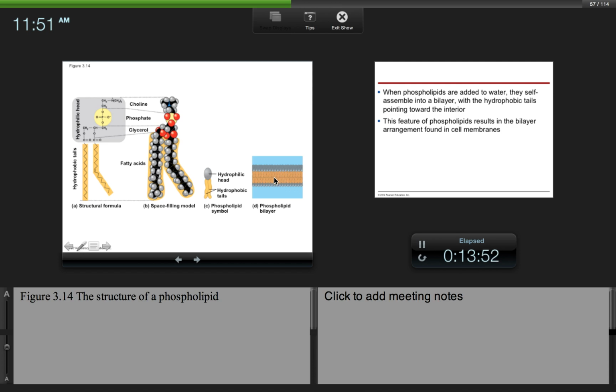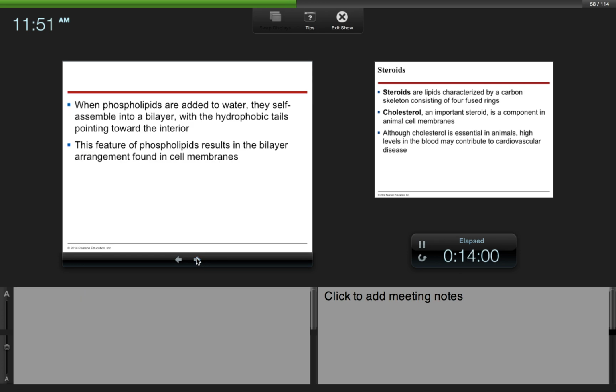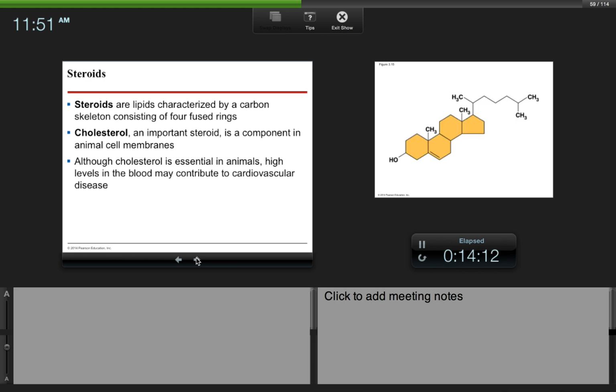The hydrophobic tails point toward each other, and the hydrophilic heads point inside and outside of the cell where there is water. When phospholipids are added to water, they self-assemble into a bilayer, with the hydrophobic tails pointing toward the interior. This feature of phospholipids results in the bilayer arrangement found in cell membranes.